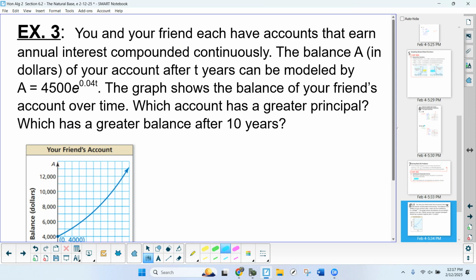You and a friend have accounts that earn annual interest compounded continuously. The balance in dollars in your account can be modeled by A equals 4,500 E to the 0.04T. By the way, how much did you invest in your account? 4,500. What's your interest rate? 4%. Very good. The graph shows your friend.